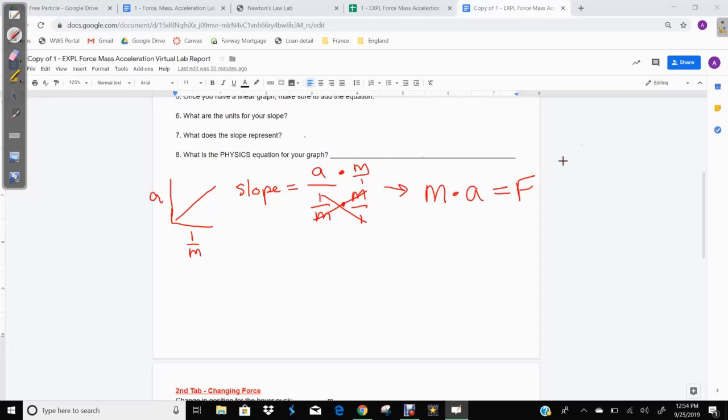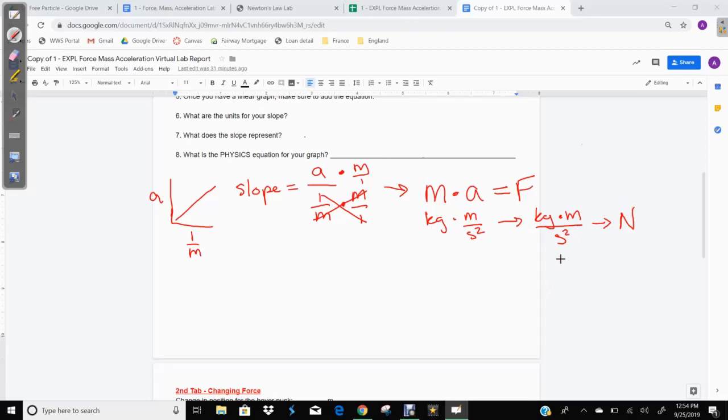So our units here would be kilograms times meters per second squared. A lot of times you will see that written as kilograms times meters all over seconds squared, which for whatever reason seems to confuse people. I guess it's easier to notice that these are the units for acceleration, these are the units for mass. Well, it turns out that a kilogram times a meter over seconds squared is the same thing as a Newton, capital N. So the units for your slope are newtons, and it represents the force. So the force that was applied.